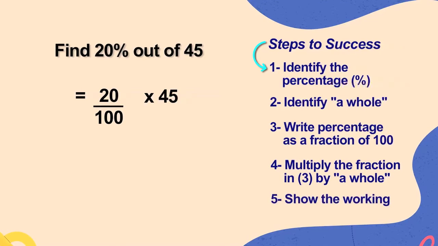We will use cancellation method for this problem. We cancel 0 in the numerator and 0 in denominator. Then we're going to divide 2 and 10 by a common factor of 2. 2 divided by 2 is 1, 10 divided by 2 is 5. The answer is 45 out of 5. Then we divide 45 divided by 5, which gives you 9.